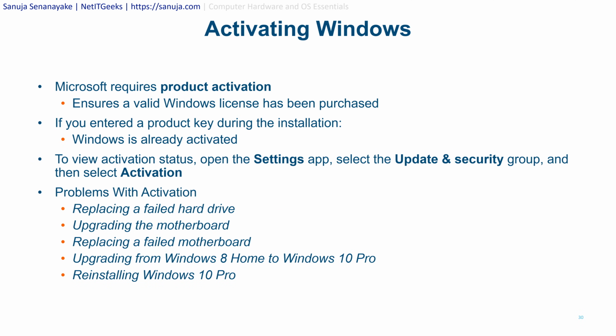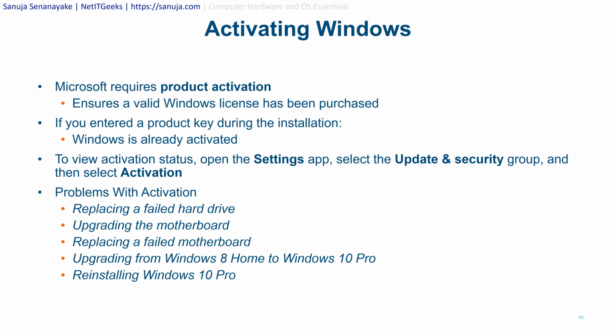Activating Windows. Microsoft requires product activation. So ensure a valid Microsoft license has been purchased either through electronic means or through hard copy. If you enter a product key during installation, Windows is already activated because it will get activated using that product key. To view activation status, open the Settings app, select the Update and Security group, and then select Activation. This is for Windows 10 and Windows 11 is similar.